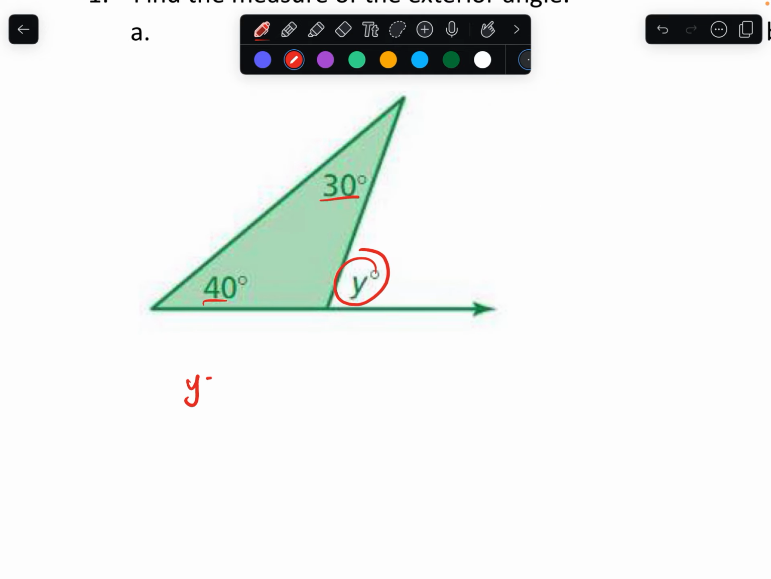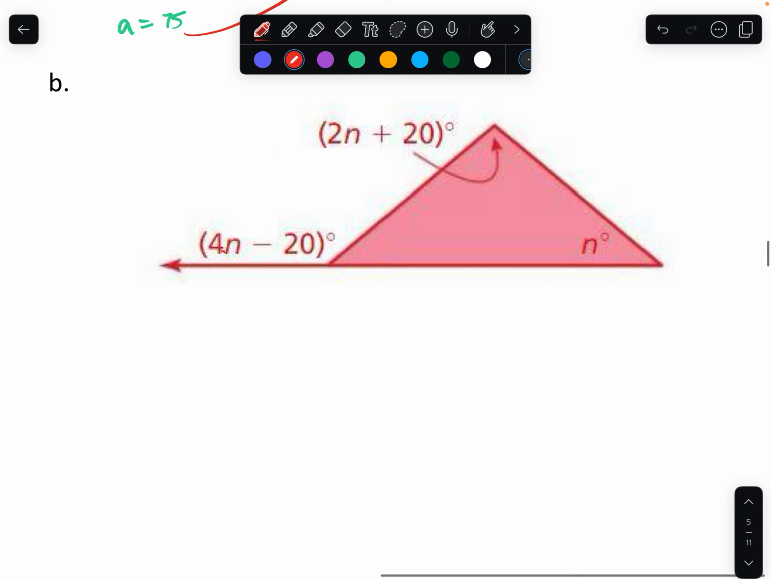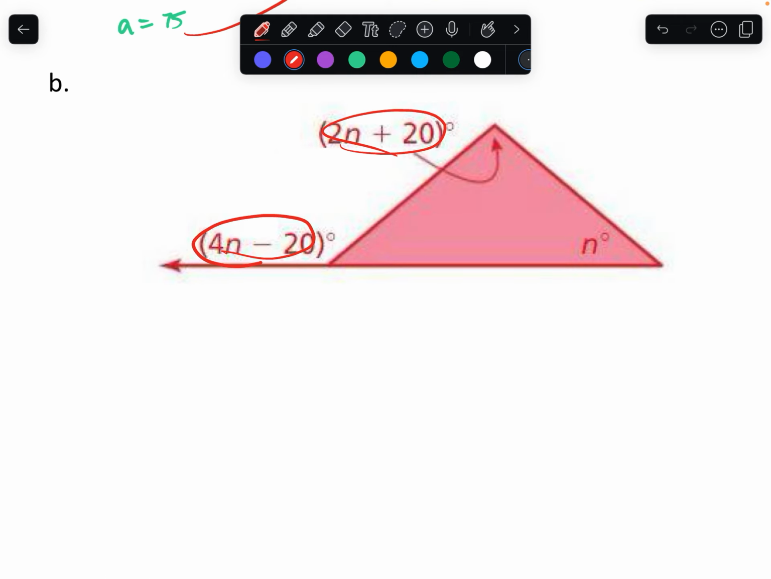Now let's move all my variables over to one side first. Which one is my smaller one? It's 3n, so I'm going to do minus 3n, minus 3n. I'm left with n. 1n minus 20 equals 20. Now I know what to do. You add 20 to both sides. I got n is equal to 40. However, we're not done. We got to plug it back in. So I have 4 times 40 minus 20. 160 minus 20 is 140. That is the value of the exterior angle.